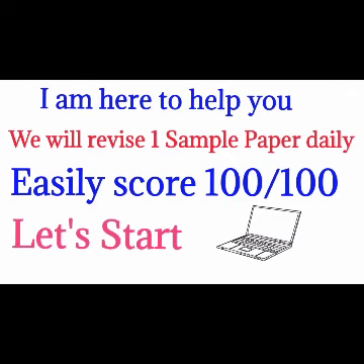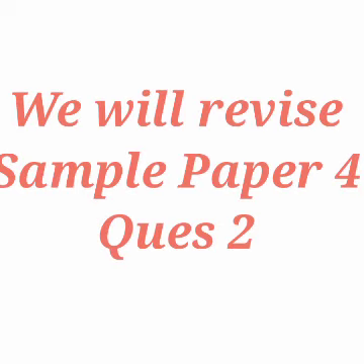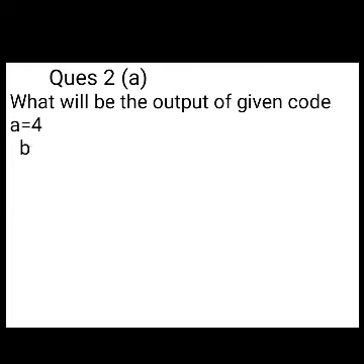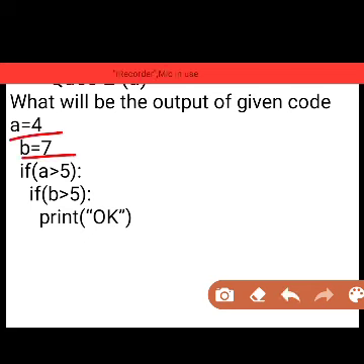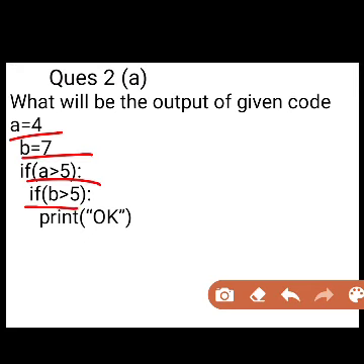So let's start. Today we will revise sample paper 4, question number 2. Question 2, A part. What will be the output of the given code? Here A is 4, B is 7. If A is greater than 5 and B is greater than 5, then print OK.